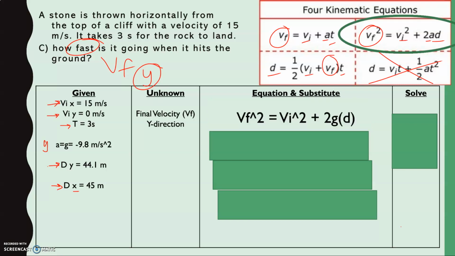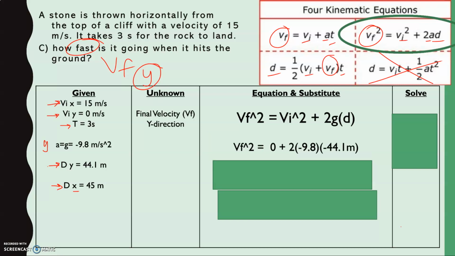So we have the final velocity squared is equal to the initial velocity squared plus 2 times the acceleration, or gravity, because again, y direction, times the distance. So we can go ahead and plug in. Our initial velocity in the y direction was 0. 0 squared is 0. Plus 2 times gravity, which we plugged in here, and times our displacement that the object fell. So that would be the 44.1 meters.